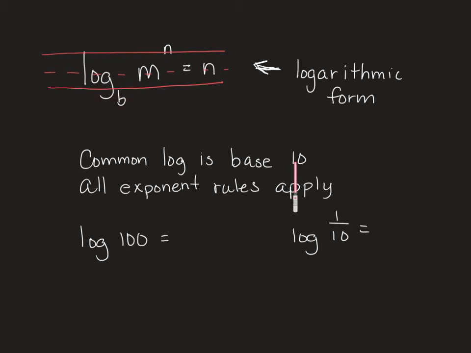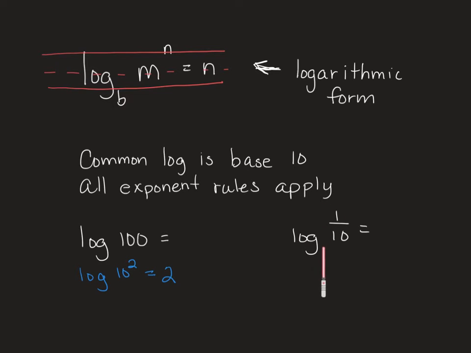My common log, again, is base 10, and all exponent rules apply. This is a common log because the subscript is not shown. There is no little b there, so I know this is base 10. I'm trying to think: 10 to what power is going to give me 100? I know that 10 squared is 100. Remember, my answer is always my exponent, so since my exponent is 2, my answer is 2. It's that simple.